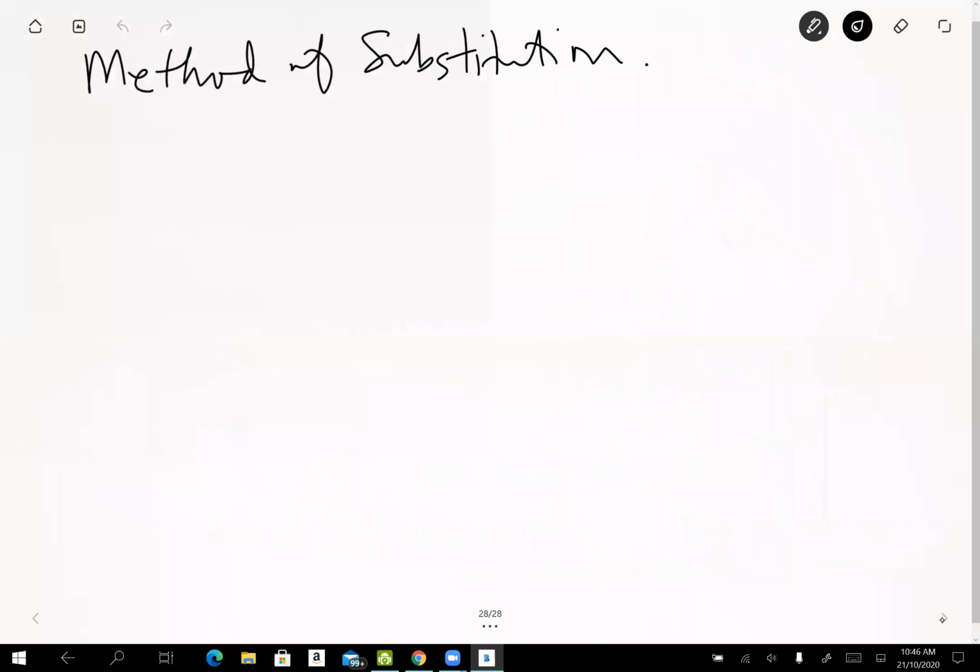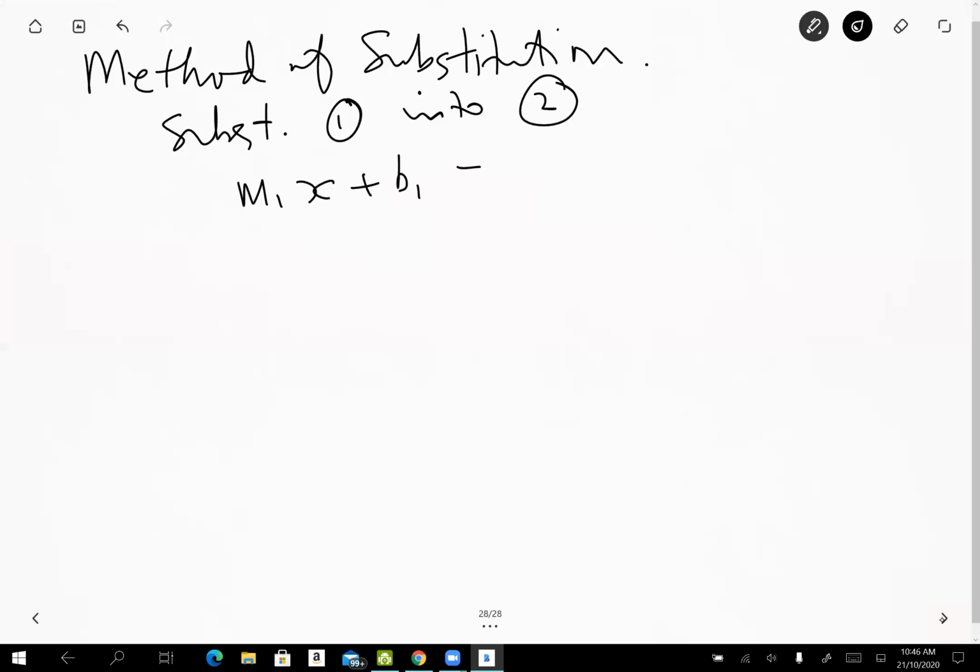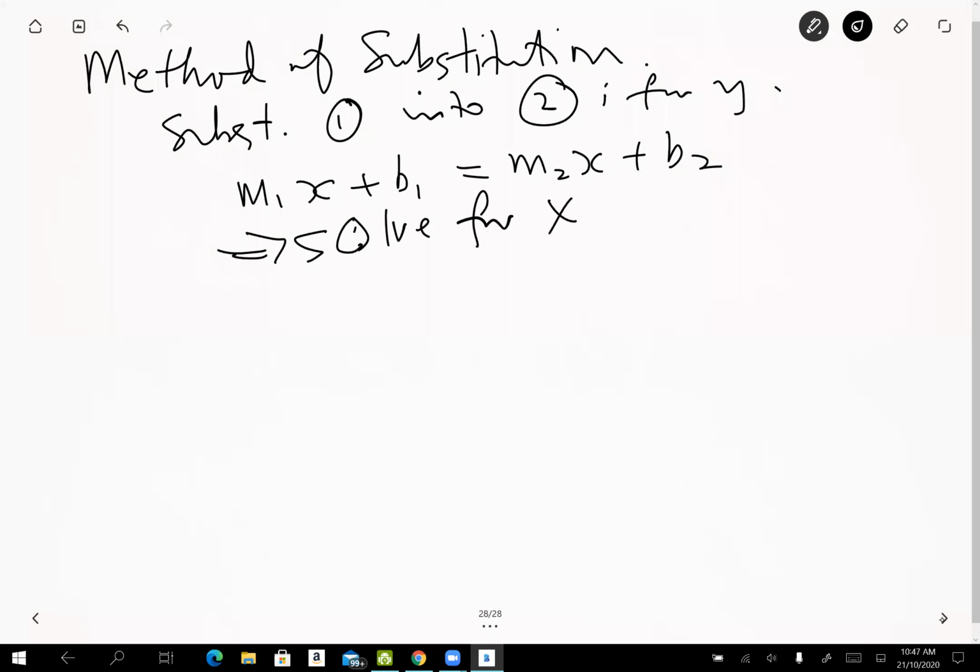Let's say we substitute 1 into number 2. Correct? So you get m1x plus b1 equals m2x plus b2. That means you substitute 1 into 2 for the y. So now you solve for x. Let's say I got x, call it x star.